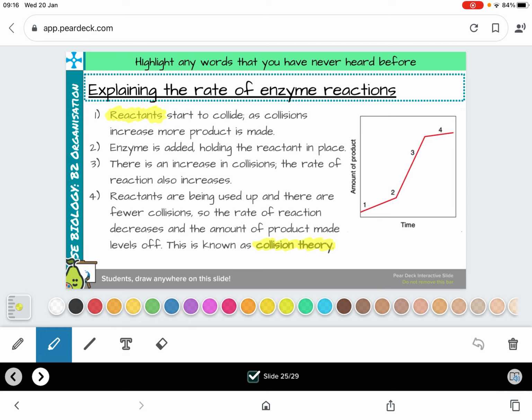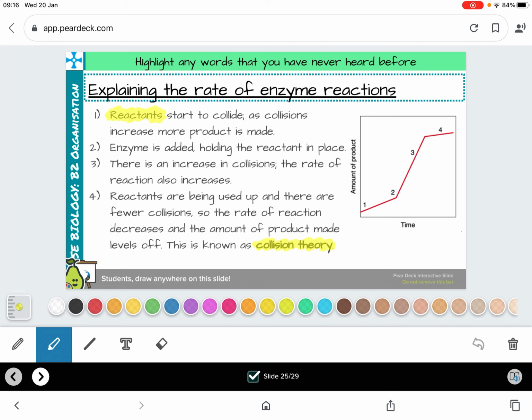Now, explaining the rate of these reactions. So I mentioned earlier something called the collision theory. And basically, whenever any reaction's happening, the reactants will start to collide. So, for example, if I put metal into acid, the metal particles will collide with the acid particles, and that is when a reaction will happen.